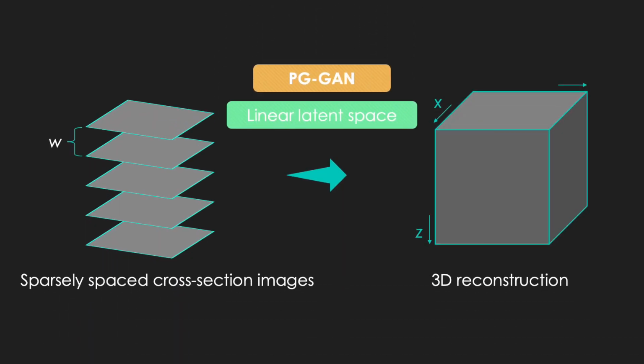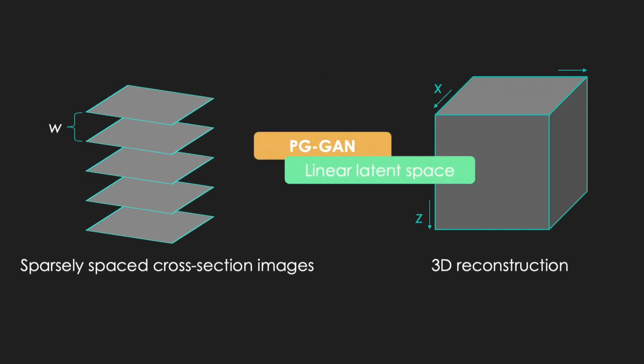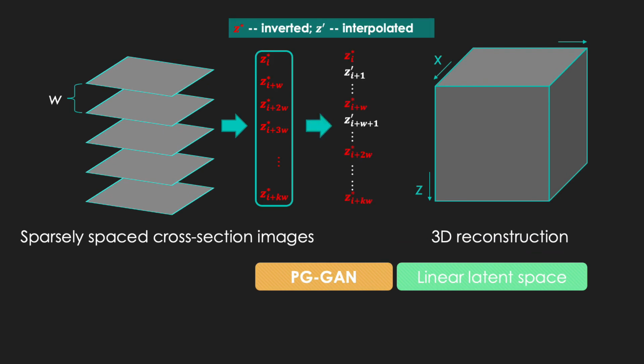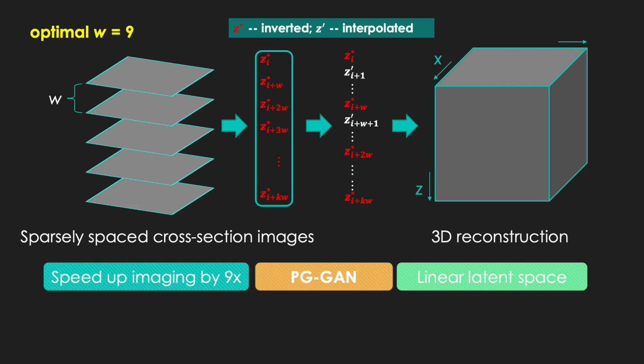Here comes the summary. Taking advantage of the linearity of the latent space learned by PG-GAN, we propose a novel method to reconstruct 3D digital rock images from sparsely spaced 2D cross-section images. To be more specific, after a PG-GAN is trained, the reconstruction process has 3 steps. They are GAN inversion, linear interpolation between the inverted latent vectors, and the concatenation of the 2D synthetic slices from the interpolated latent vectors. In our experiment, the optimal scan interval is 9, hence we achieved a 9 times speed up of the imaging process compared to a full 3D micro-CT scan.